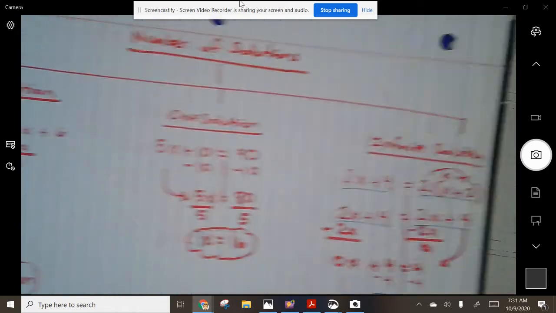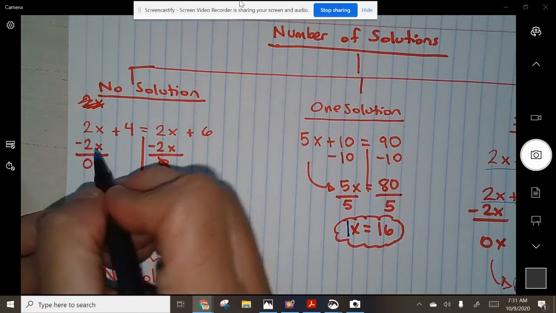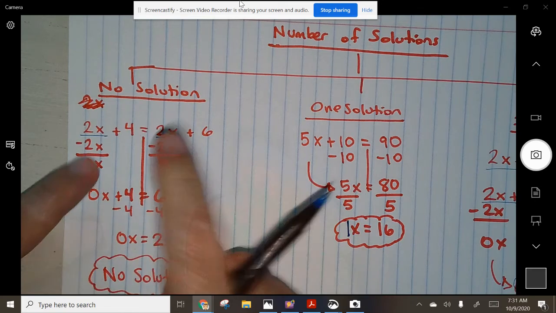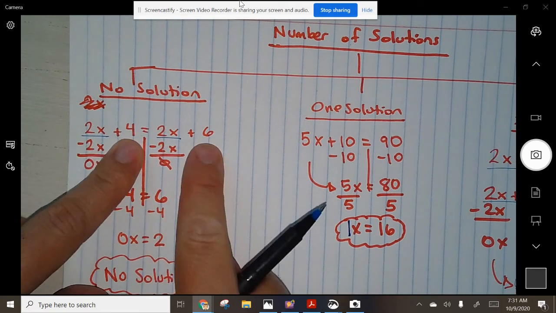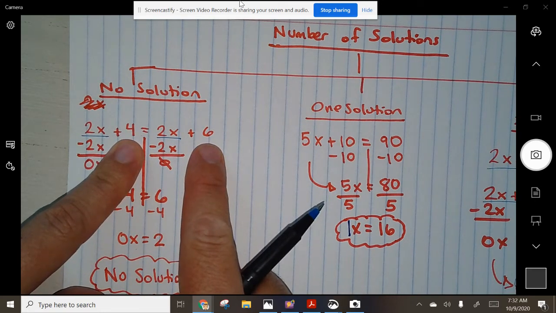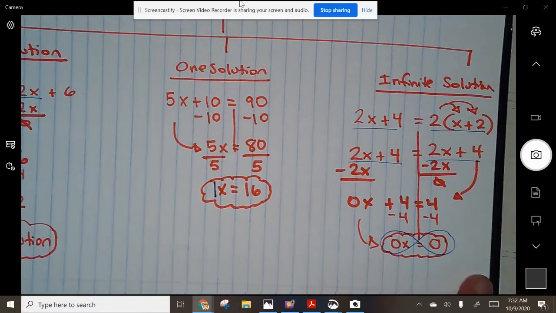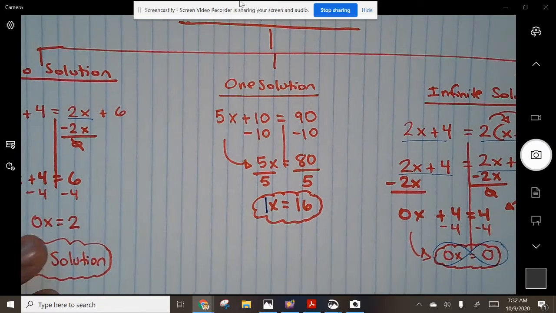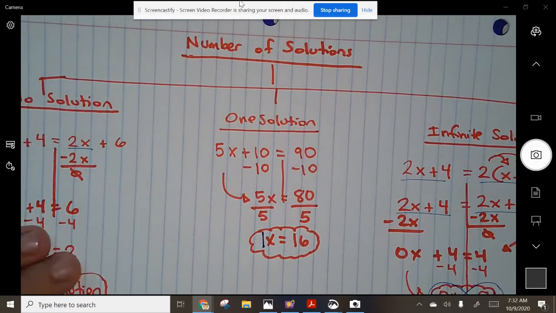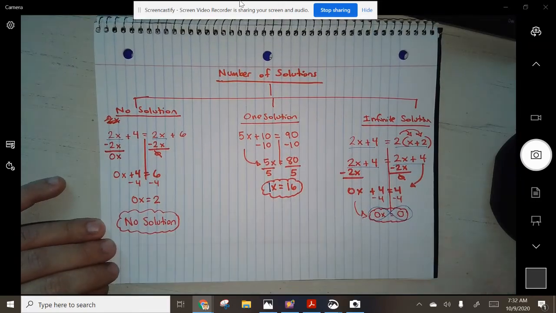Now on this side, how do you know when it's no solution? When your variables are the same on both sides, but your constants are not. Okay? So we're going to do a couple problems like this so we can get a good sense of what in the world's going on. All right? So actually, let me just go ahead and leave it like this.